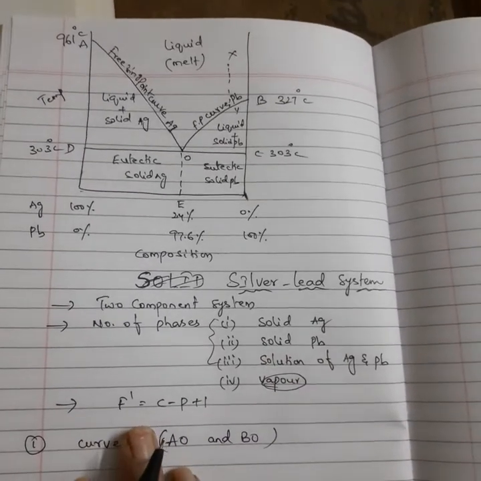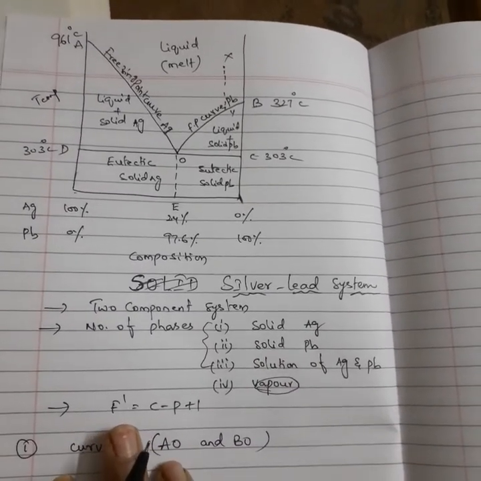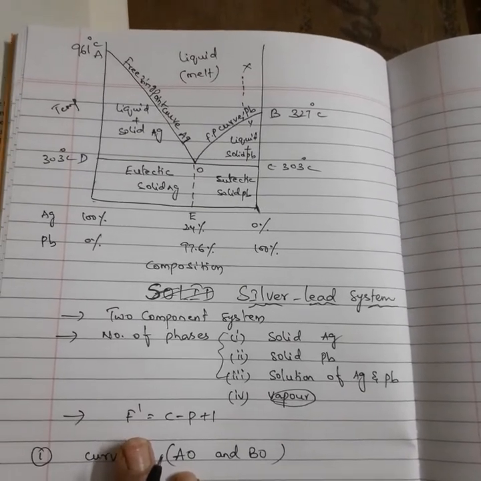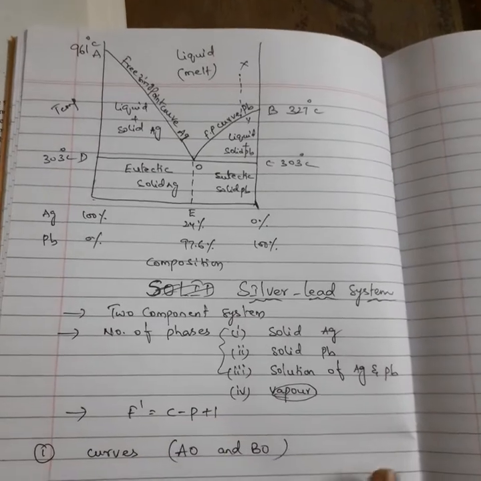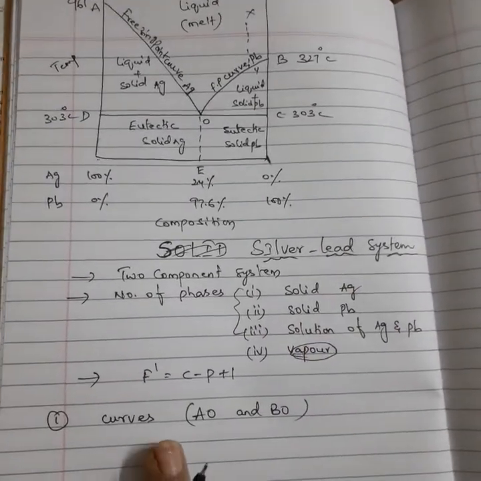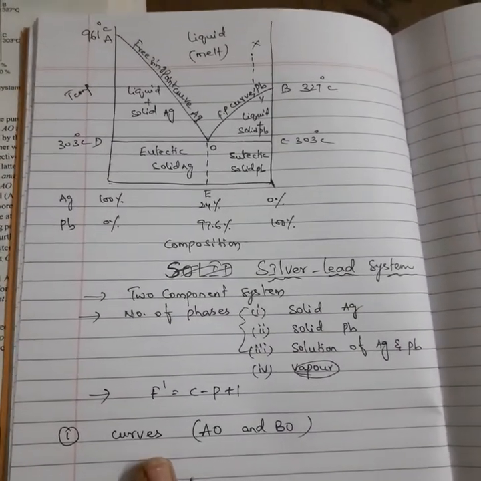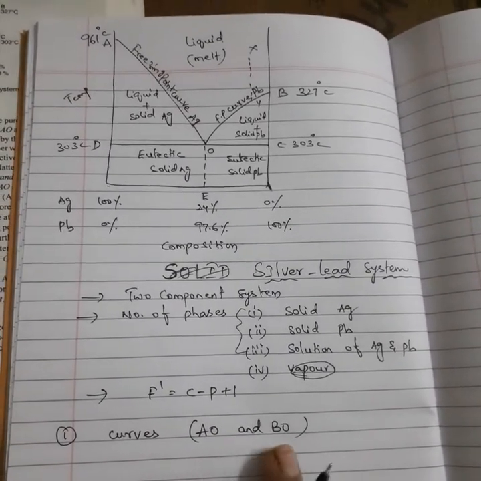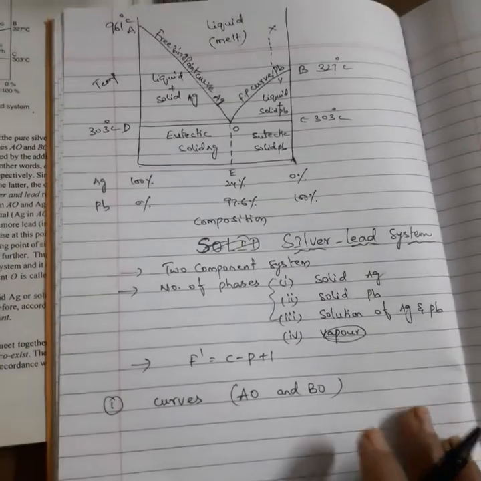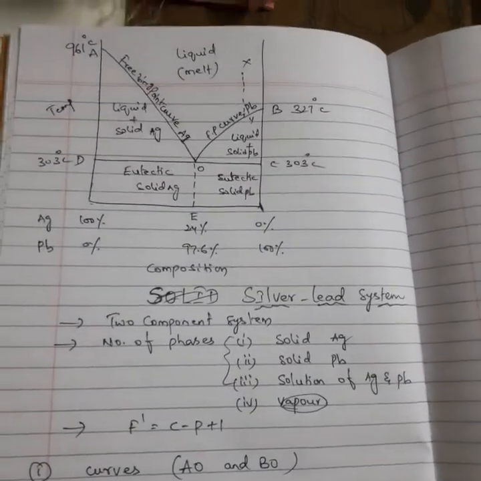And because this is a reduced phase equilibrium, I hope you know what is meant by reduced phase equilibrium: F dash is equal to C minus P plus 1. I hope that is clear up to this point. Now we are going to study one by one. First I am going to tell about curves AO and BO. So first we will see AO or BO, the same.